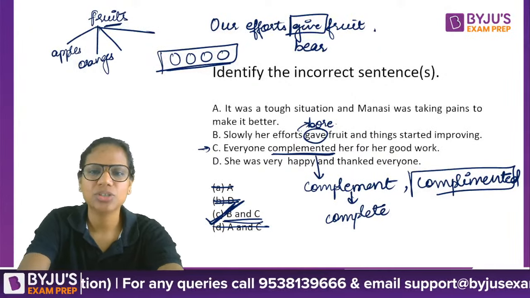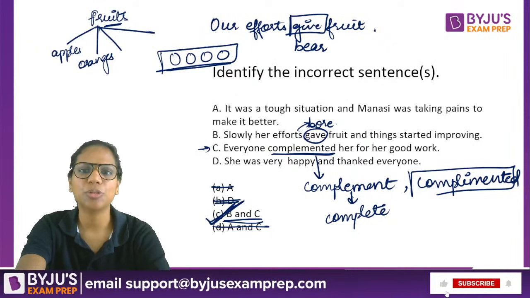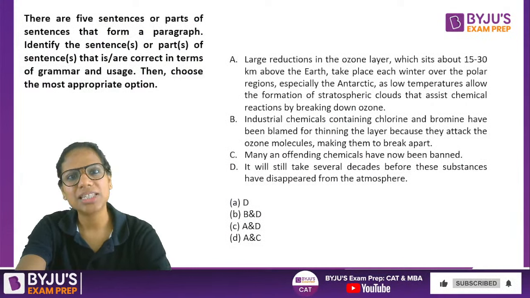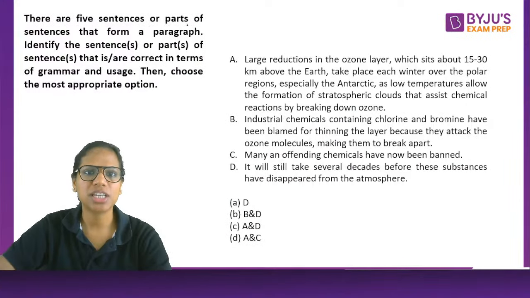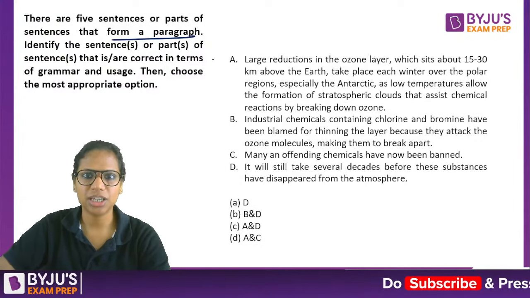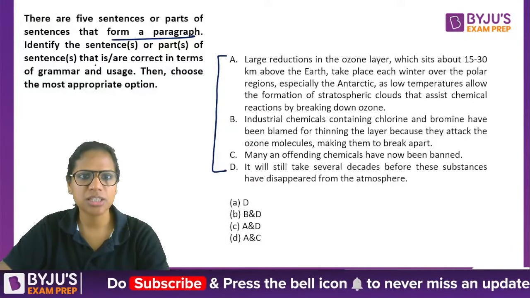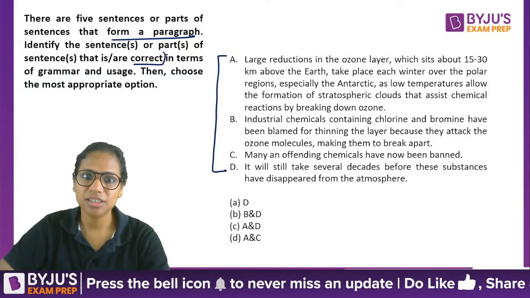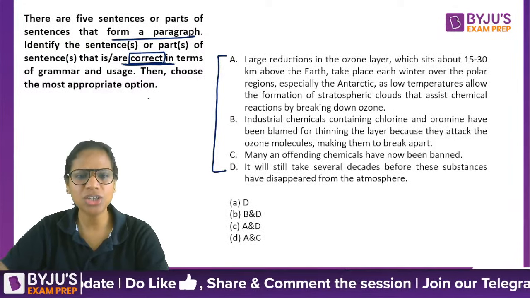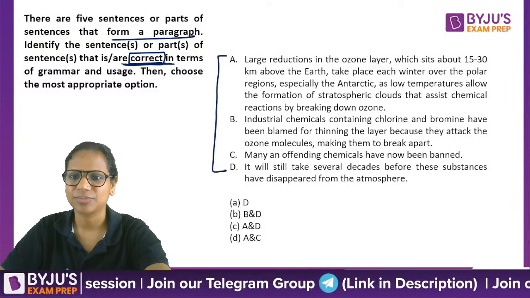So you can be asked such questions also where four different sentences are given to you and you have to identify the incorrect ones. It may not always be just fragments of one sentence only. Let's have a look at this. Now here the five sentences, these are five separate sentences and they form a paragraph. Collectively they form a paragraph. Identify the sentence or parts of sentence that is or are correct. Now see, reading the instructions is very, very important. You have to find out the correct ones in terms of grammar and usage. Then choose the most appropriate option. So you have to tell me which are correct.